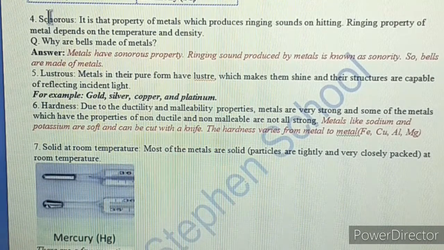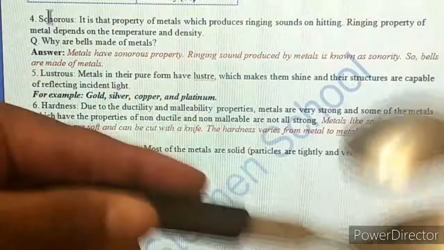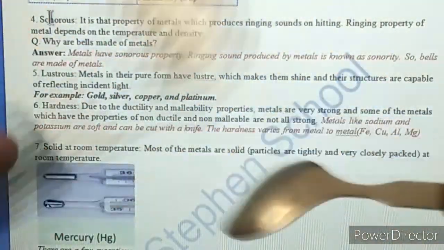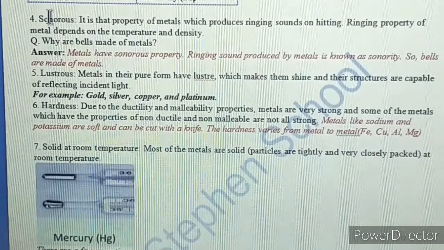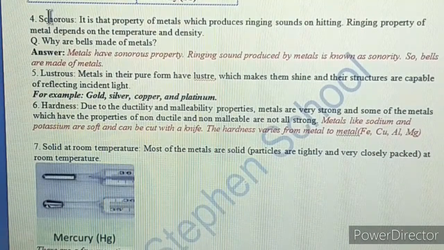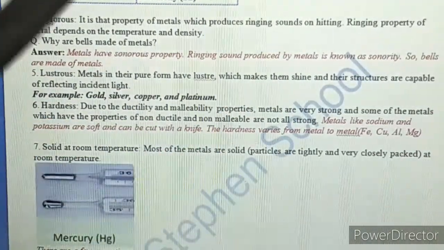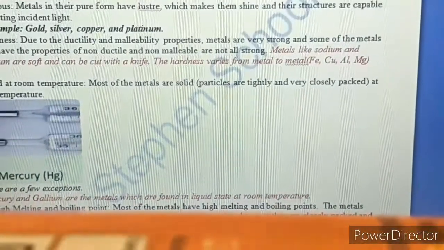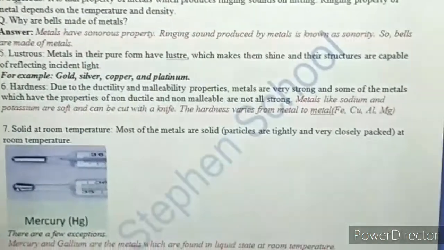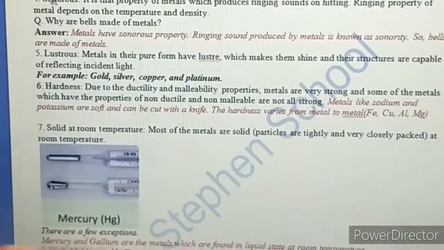Now the fourth property of metal is what? Sonority, the sonorous property. Sonorous means it produces a ringing sound on hitting. I'll show you. I'll take two spoons and hit them; see that a ringing sound is produced. But if I take two plastic ones, will they ring like that, children? No, they will not ring like the ringing sound produced by metals. Even the temple bell gives a ringing sound. That is why the temple bell is made of metal.